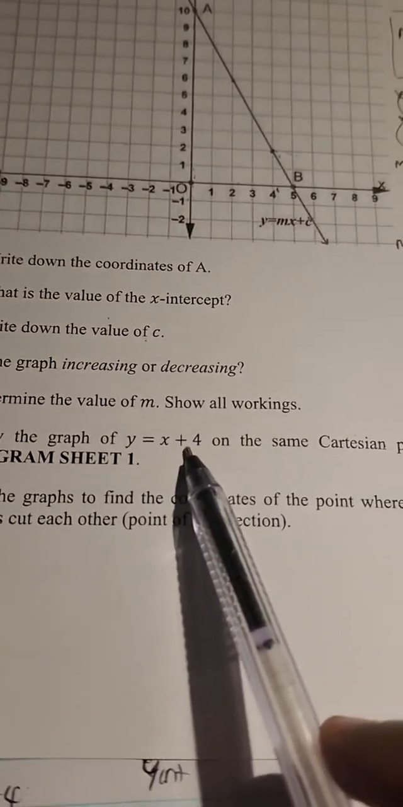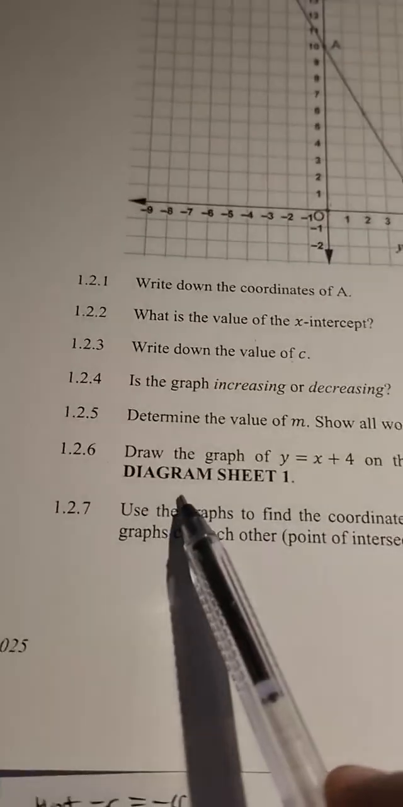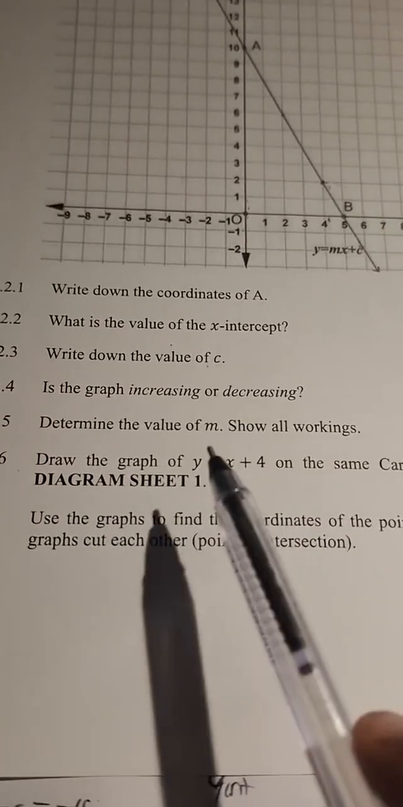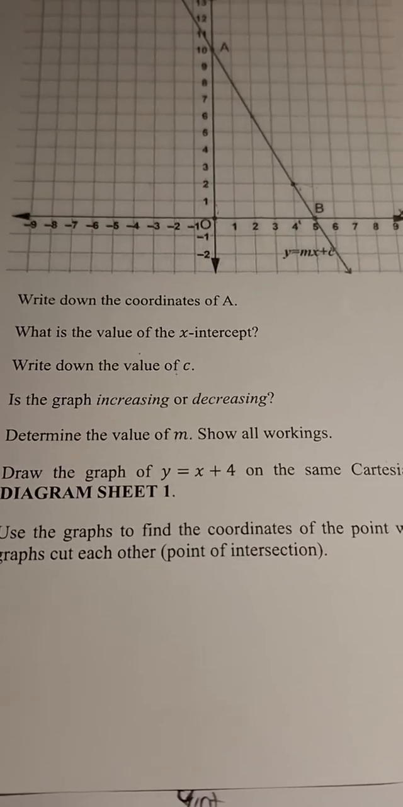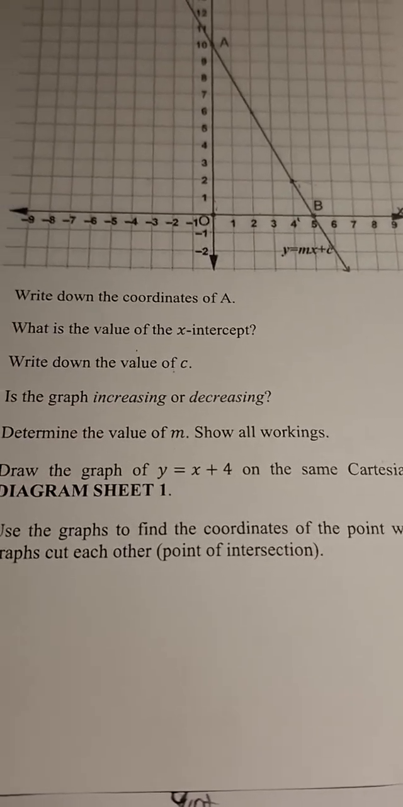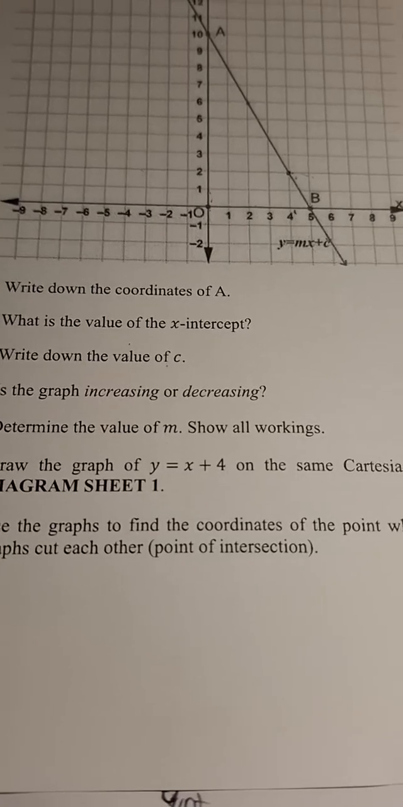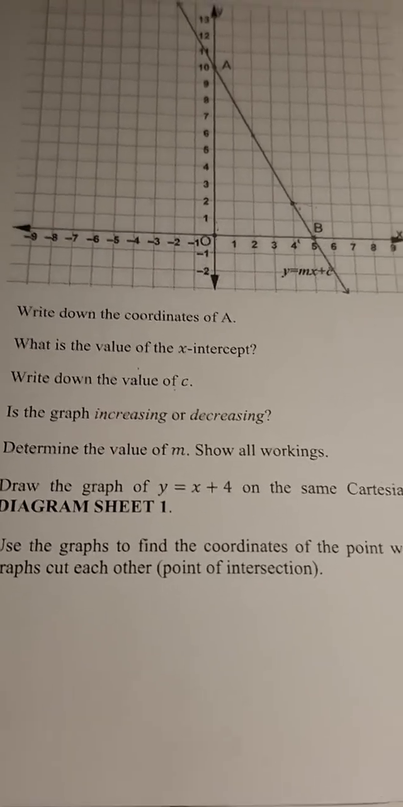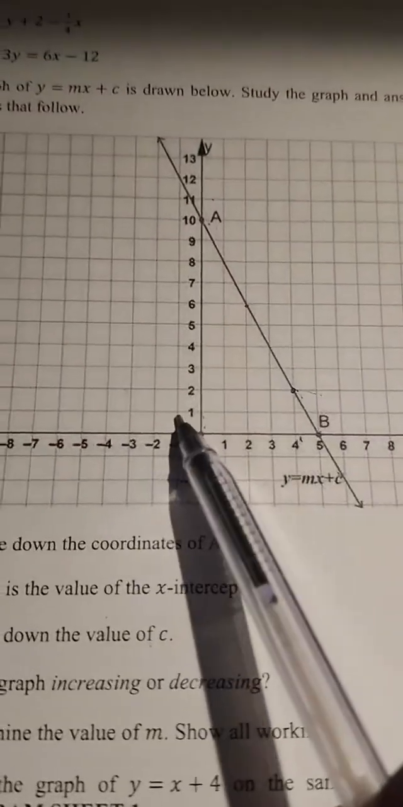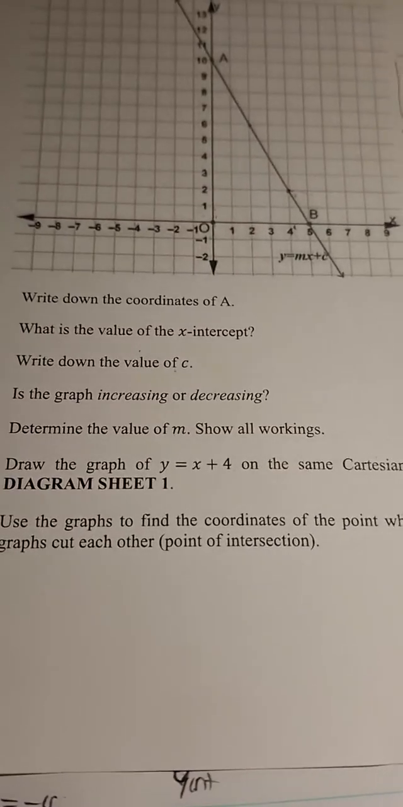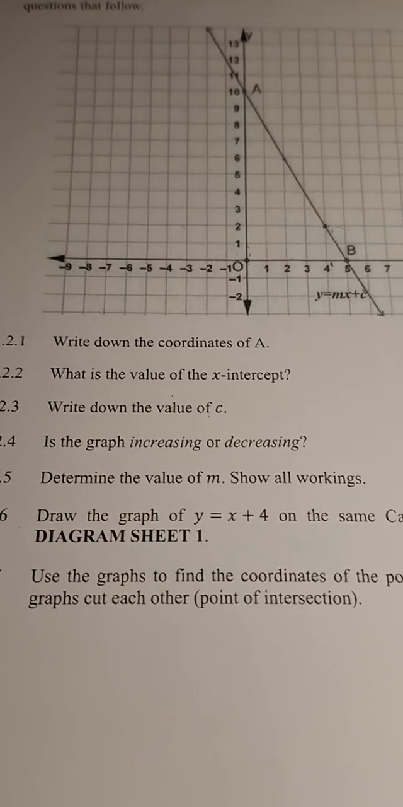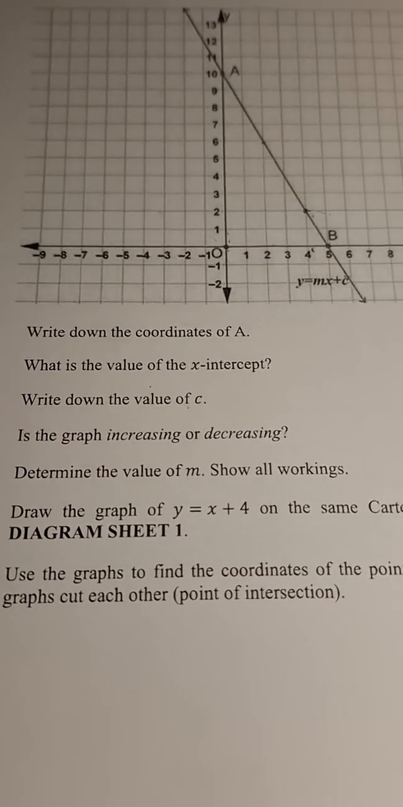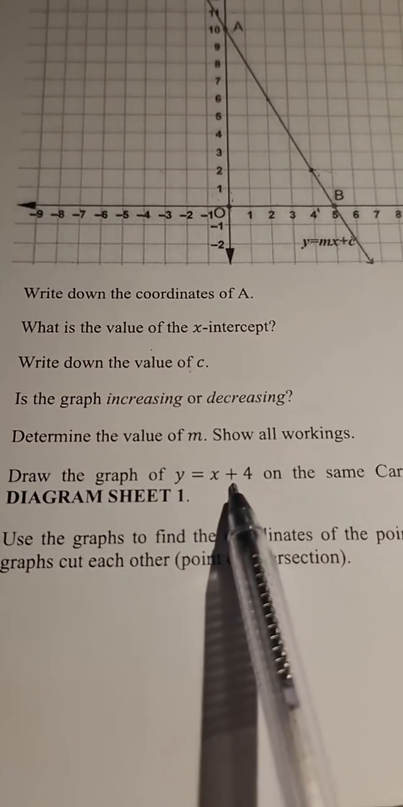Draw the graph of y is equal to x plus 4 on the same Cartesian plane on the diagram sheet. Guys, if you are going to draw this graph, y is equal to x plus 4, we can do so by using the dual-intercept method, or we could use the point by point. Now, since we already have grid lines, it's so easy to just use point by point, so that we can just make sure that everything is 100% correct. So the graph of y is equal to x plus 4.